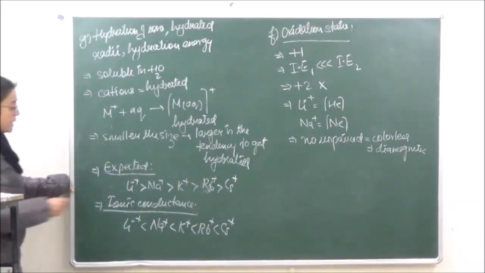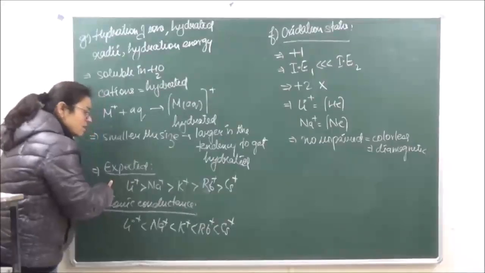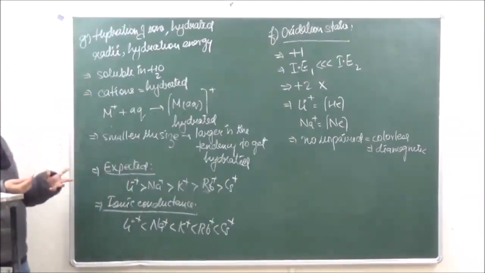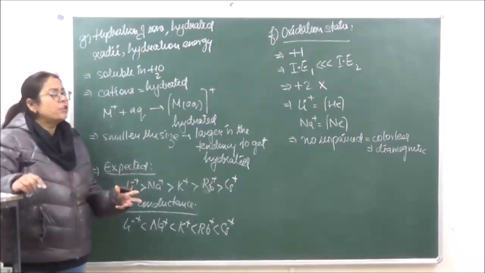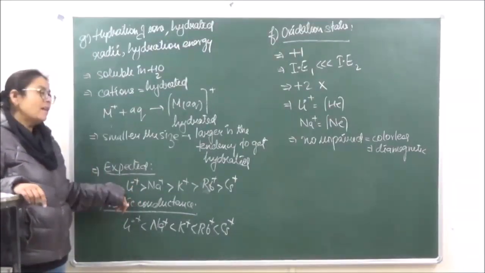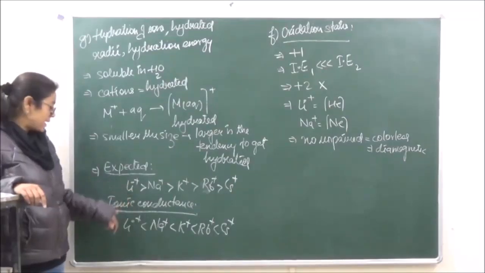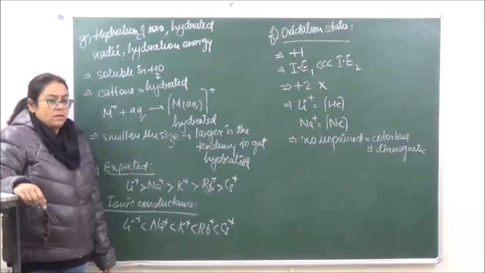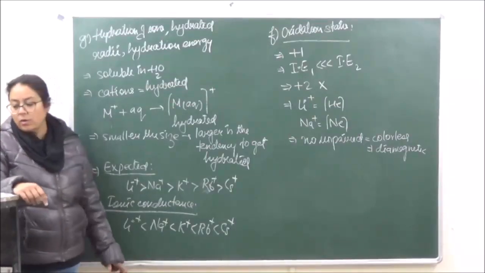The conductivity will be opposite to the size of the hydrated ion, because if the size is larger, it will be difficult for it to move. So lithium, having the largest size as a hydrated ion, will have the least conductivity. Is it clear? Okay.